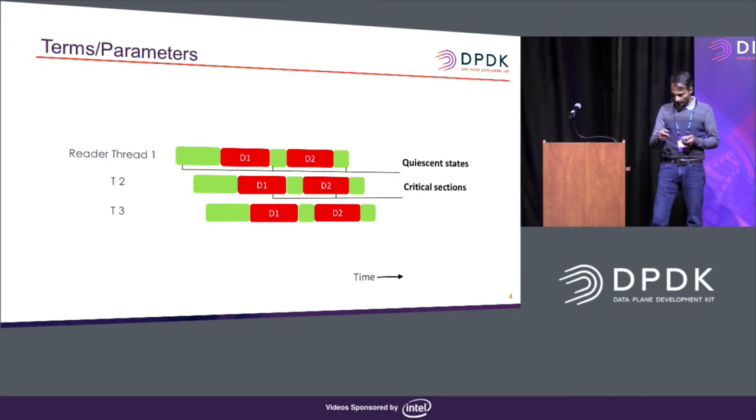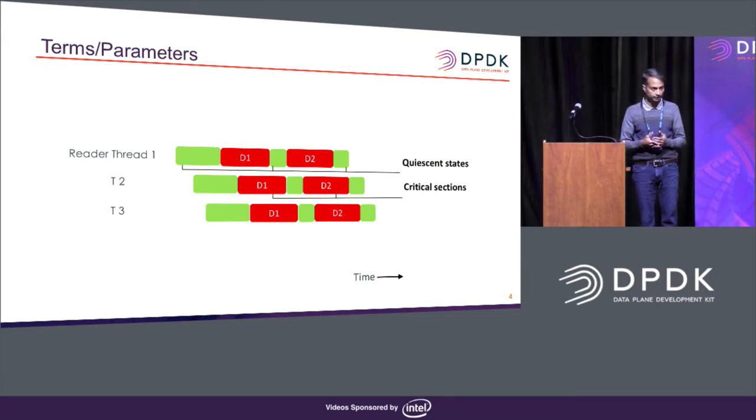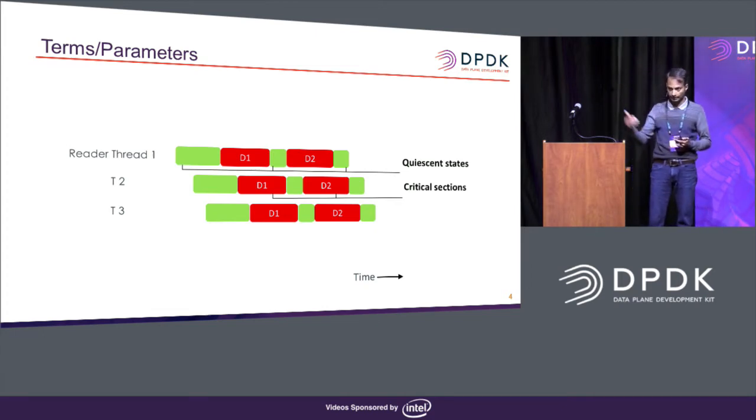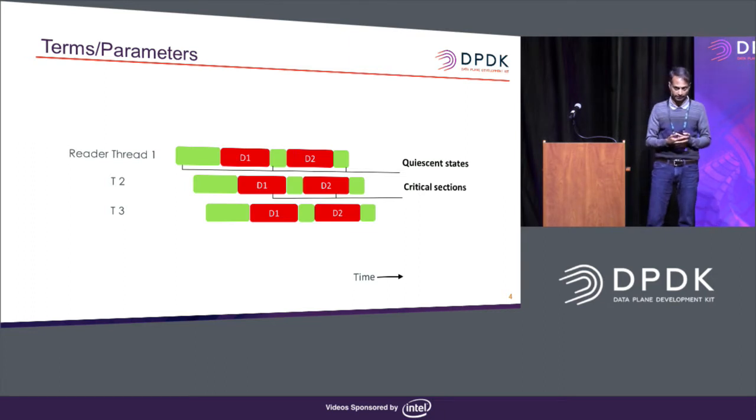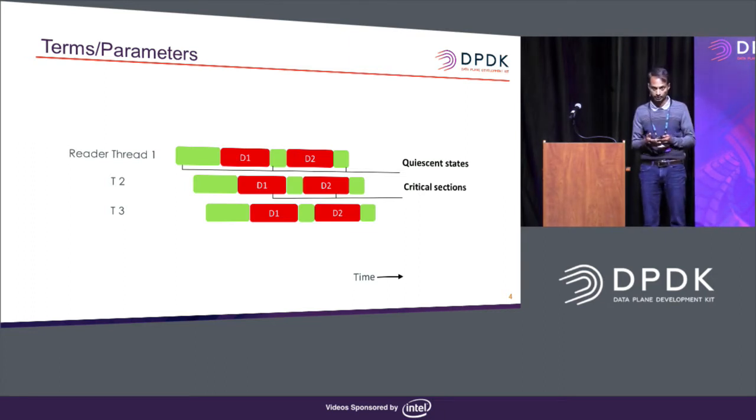So what we have here is reader threads that make use of the data structure. Each reader thread accesses a shared data structure. For example, here the red ones are the shared data structures. They are being written by the writers, and the readers are reading them. So those red spaces over there are the critical sections. And then you have the green spaces in between, where the readers don't access any shared data structure, and that we call quiescent states.